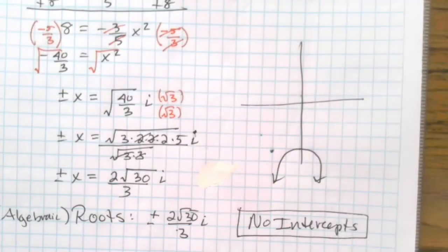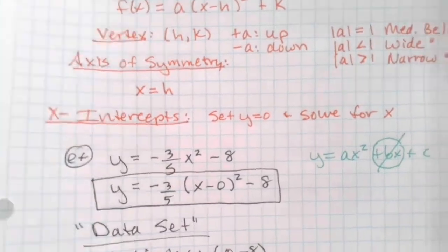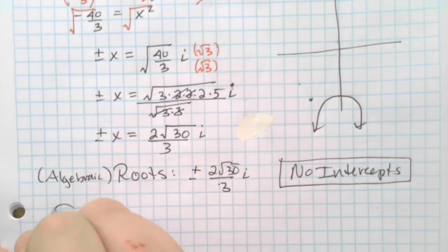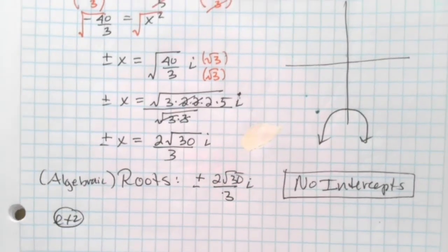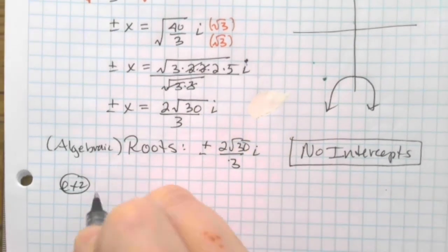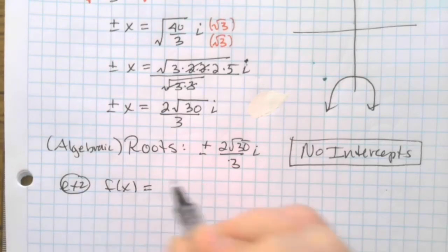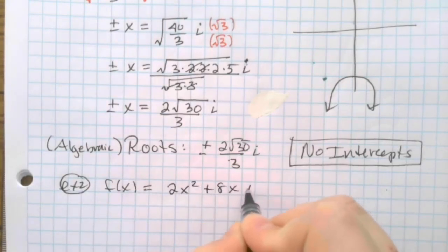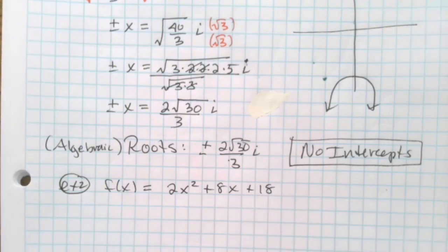Okay, so we're going to do one more example. So that was the first example that we used for our data set, which is 7 items. That's on the worksheet. So we're going to do another example because we didn't actually do a more challenging problem and changing it into vertex form. So we're going to do a more challenging one. Let's do this one. F of x equals 2x squared plus 8x plus 18.